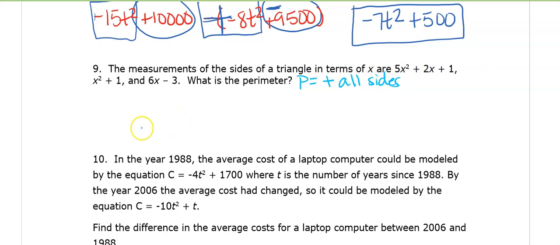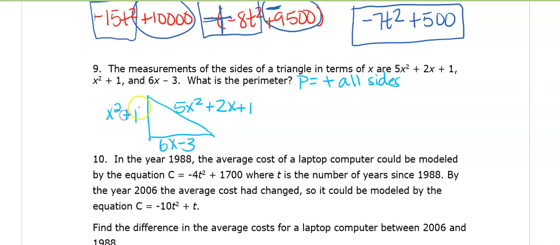So we have our 3 sides right here. I'm going to come down here and label it. Here's my triangle. Doesn't matter which side you label. It's not to scale. We're just writing it out. Then you have 6x minus 3 and then x squared. It doesn't say which one is which. And it says perimeter, so I'm going to add all the sides.